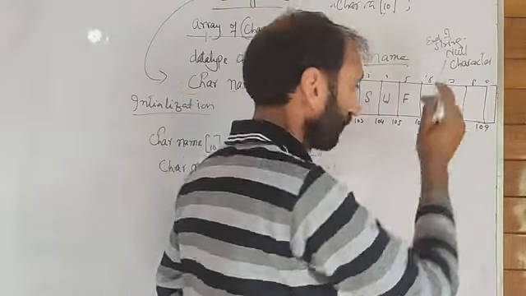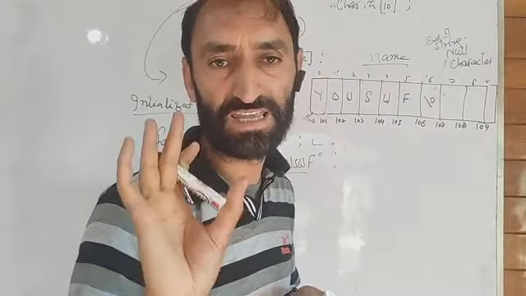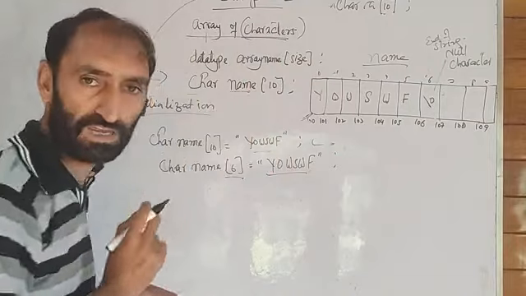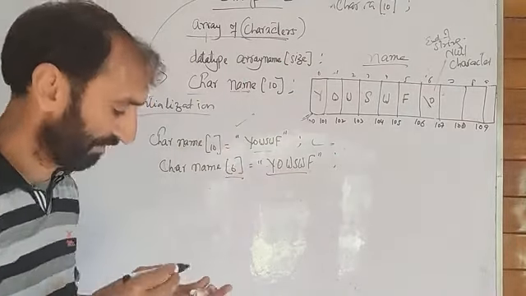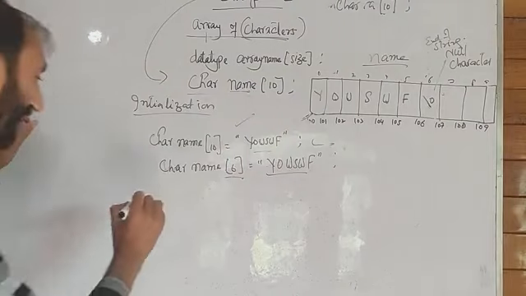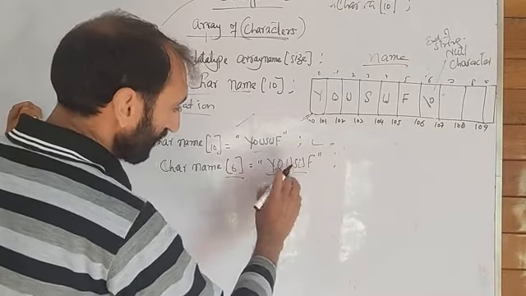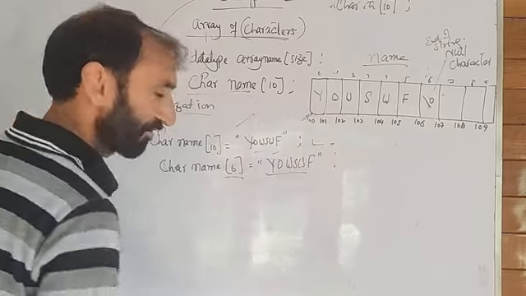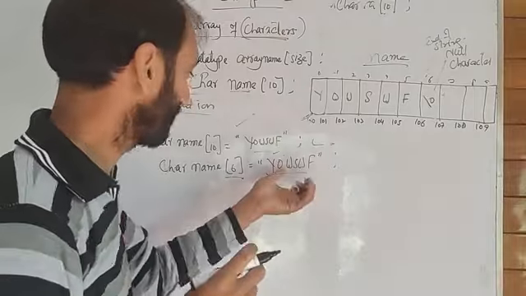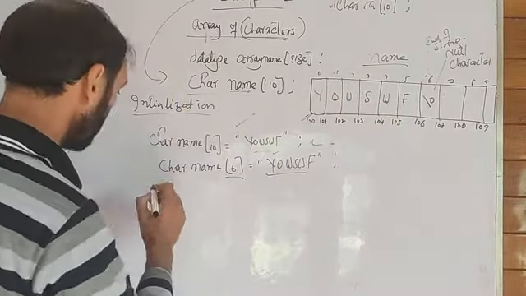Consider the size allowed: we should allow size 10 and declare it. At the time of declaration of a string we have to take care of this thing, and this is one way of initialization of a string. Then we check: Y O U S U F are characters, and their ASCII values are stored inside the memory, as we have already discussed in the previous videos.